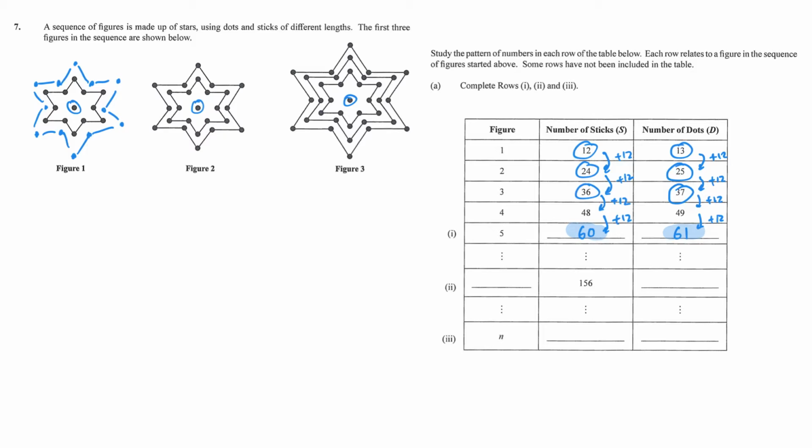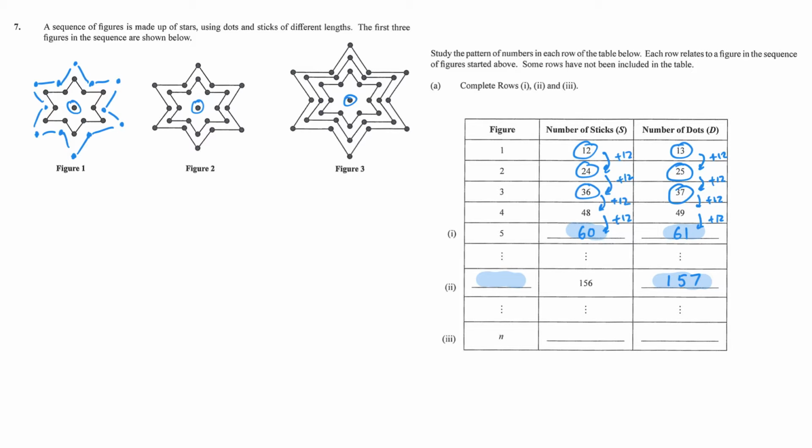So now let's go to part 2 of this problem. At some point in our table, we know that the number of sticks is 156, and we're asked to figure out what figure number this is and the number of dots that we'll have. The number of dots is easy to figure out because, again, it's always 1 more than the number of sticks. So if I have 156 sticks, I know that I'll have 157 dots.